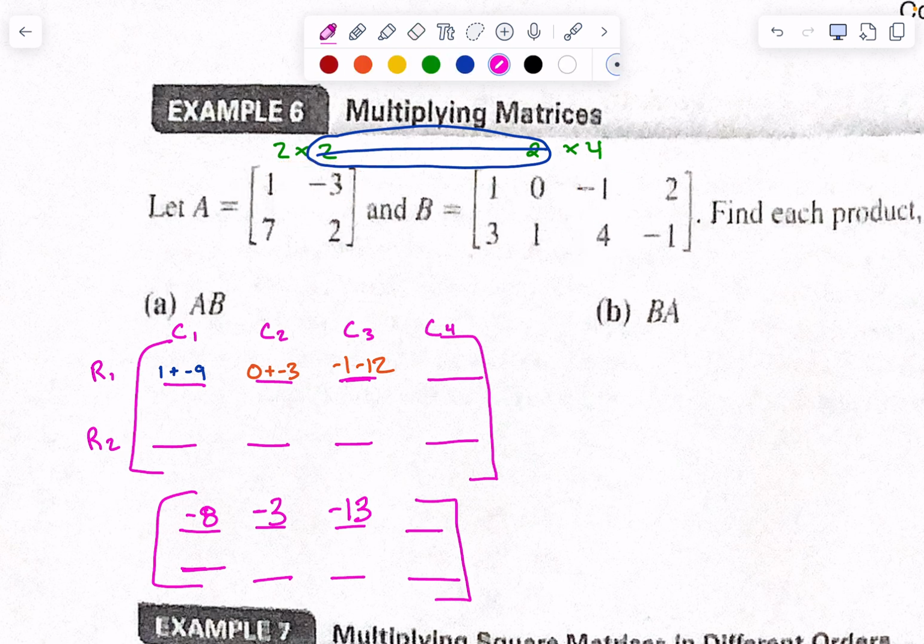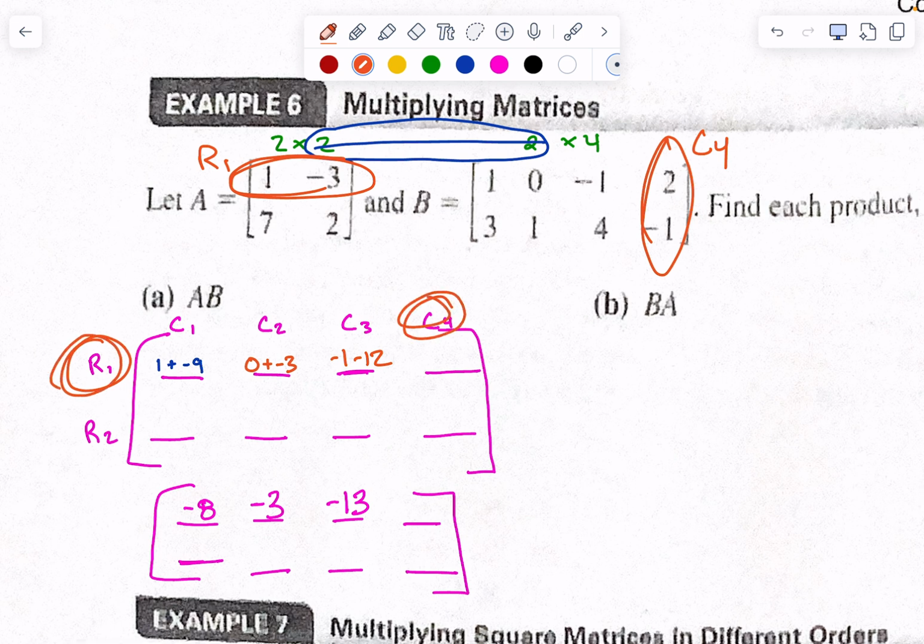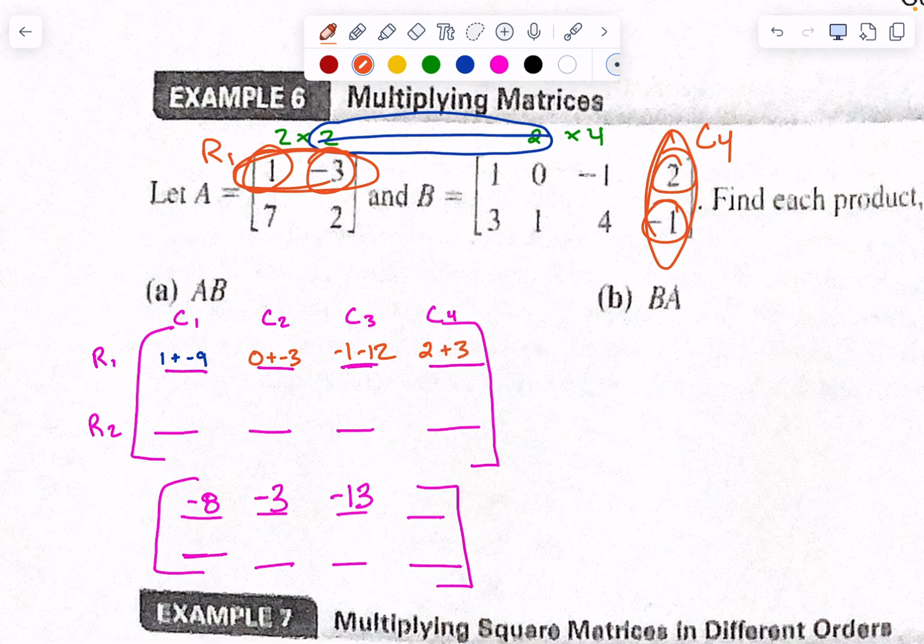Now let's suppose you get lost and you're like, oh crap, I forgot what I'm doing. You're taking row 1 here, right? Row 1 times column 4. That one goes in the row 1, column 4 cell right here. You see how it matches up? Okay. So I've got 1 times 2, which is 2. I've got negative 3 times negative 1, which is positive 3. So in that cell should go 5. You got it.